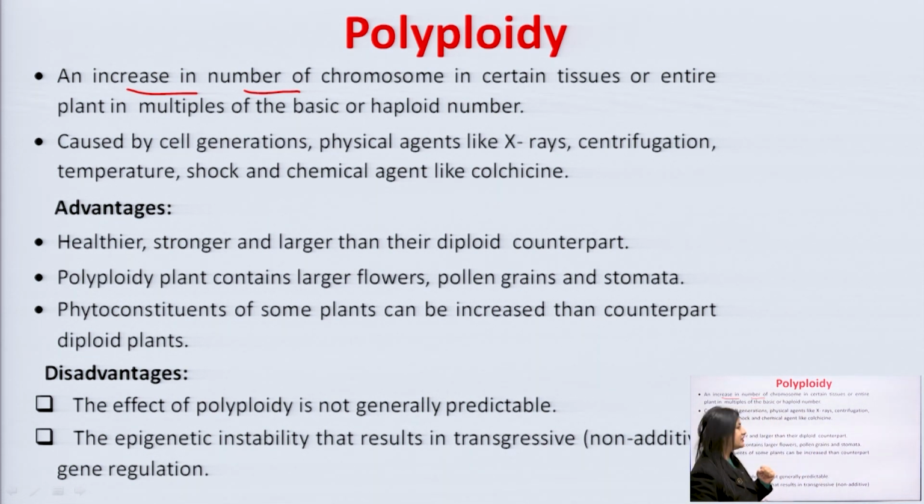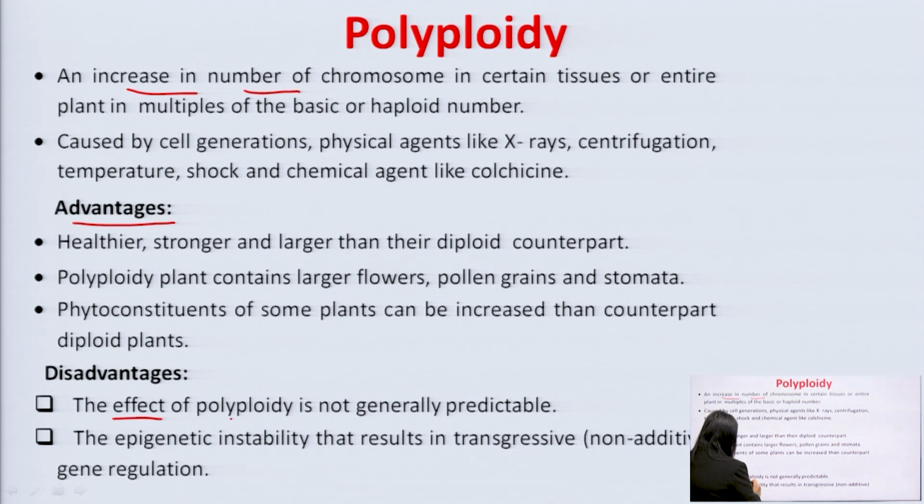Now, the advantages of polyploidy. This leads to plants that are healthier, stronger, and larger than their diploid counterparts. Polyploid plants contain larger flowers, pollen grains, and stomata. The phytoconstituents of some plants can be increased compared to their diploid counterparts, but it has disadvantages also.